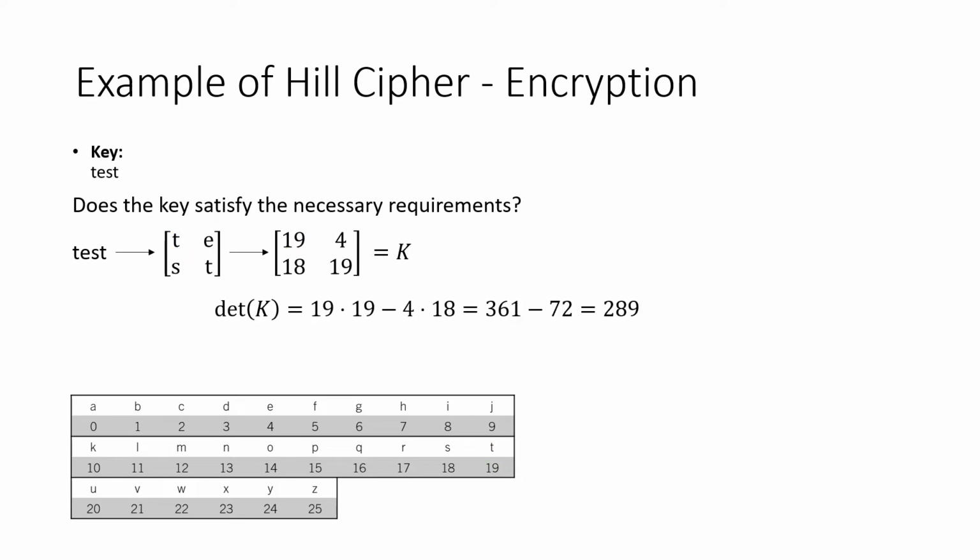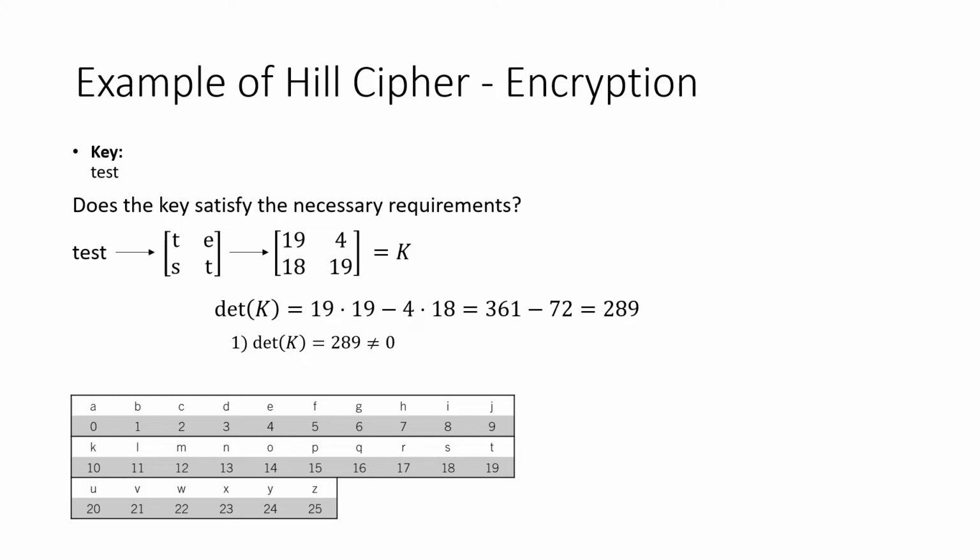We find the determinant of this matrix K, and I hope you're familiar with computing the determinant of a matrix. We get the number 289. And then here we need to ask ourselves the two important questions, whether the determinant is equal to 0 or not. In this case, the determinant is equal to 289, which is not equal to 0. You have to make sure of that in mod 26. So 289 is not congruent to 0 mod 26.